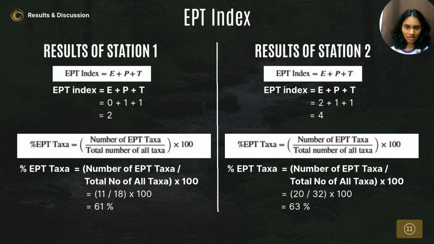This slide shows the EPT index and the percentage of EPT taxa for both sampling stations. Station 1 recorded an EPT index of 2, while Station 2 recorded an EPT index of 4, indicating a higher diversity of pollution-sensitive taxa at Station 2. The percentage of EPT taxa was 61% at Station 1 and 63% at Station 2. This result suggests that Station 2 has slightly better ecological conditions and water quality, as it supports a greater proportion of sensitive macroinvertebrates compared to Station 1.